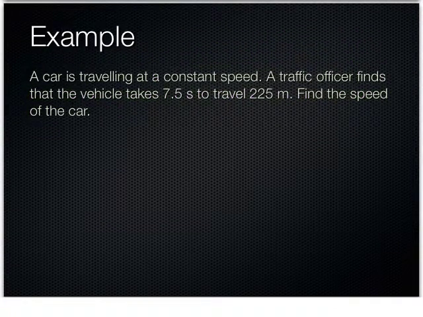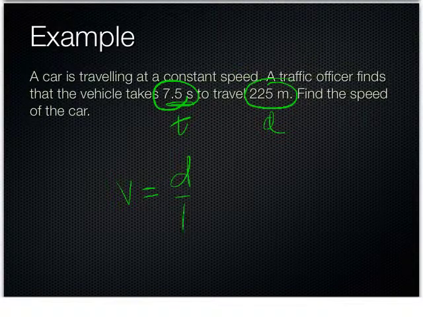Car travelling at a constant speed. A traffic officer finds that the vehicle takes 7.5 seconds, so you've got a time there, to travel 225 metres, so that's some sort of distance. Find the speed of the car. So v equals d over t, so it's just 225 divided by 7.5.